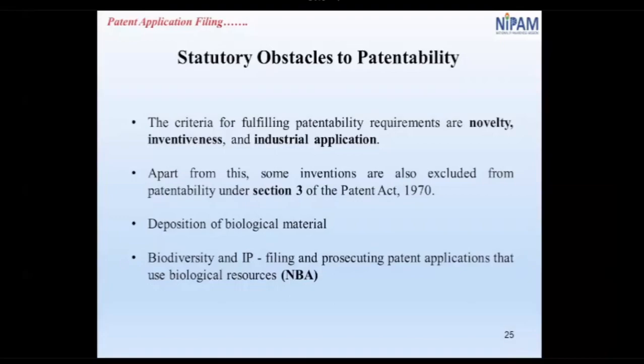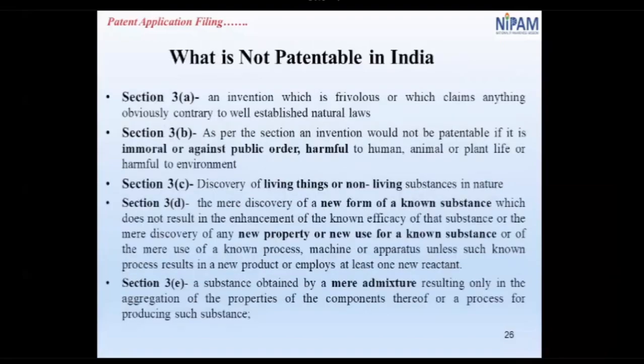But what they lack is the section 3 non-patentable requirements. So what exactly does section 3 say is non-patentable in India? There are so many sections: 3A, 3B, 3C, 3D, 3E, 3F, 3H, up to 3N. But whichever sections are relevant to the field of biotechnology and agricultural biotechnology, I have cited here.